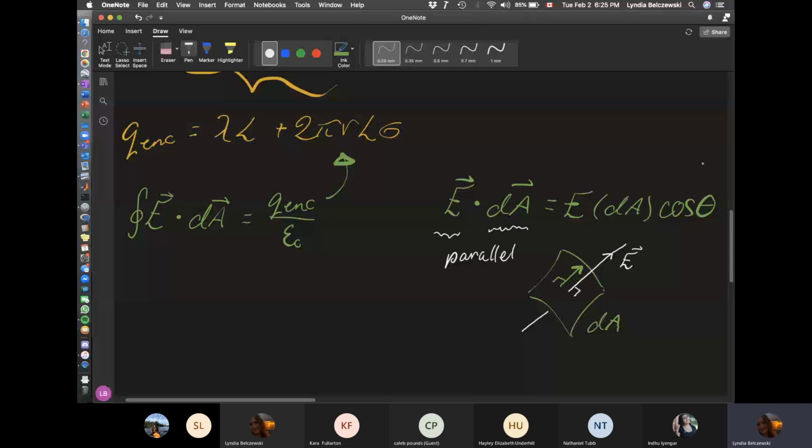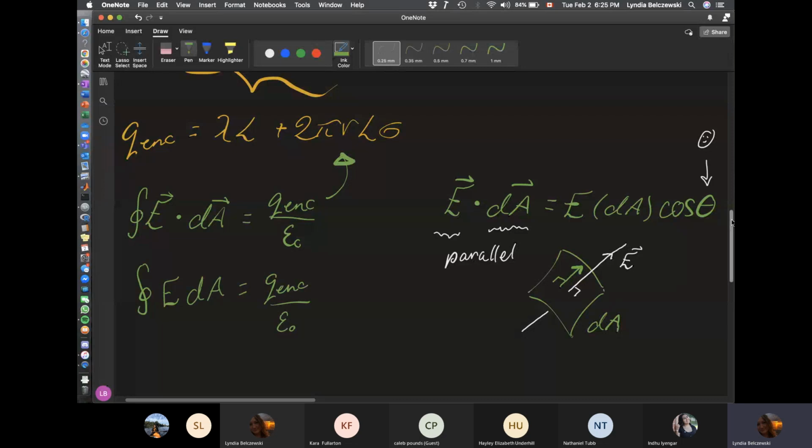And if they're parallel, then this theta, that's the angle between the vector E and the vector dA, will be 0. And so we can get rid of the dot product altogether and just write this integral as the integral of E dA. No vectors, no dot products, no anything annoying like that. So we just need to double check that that is the case.